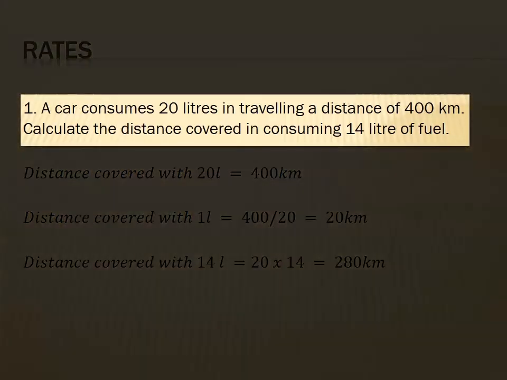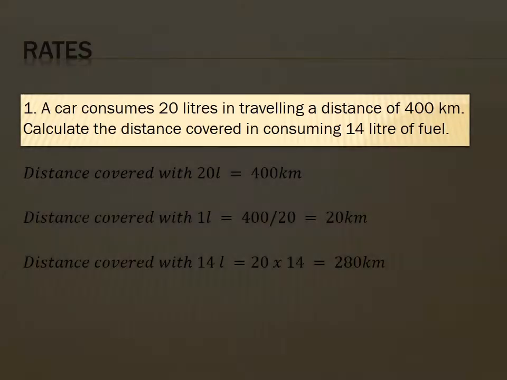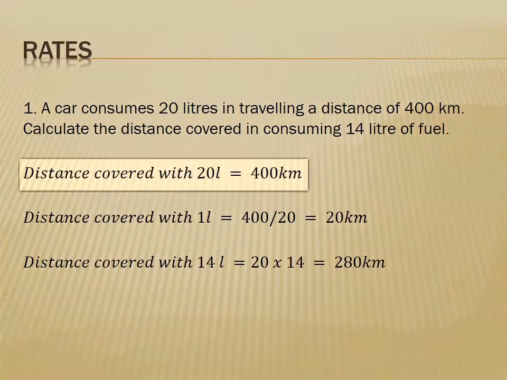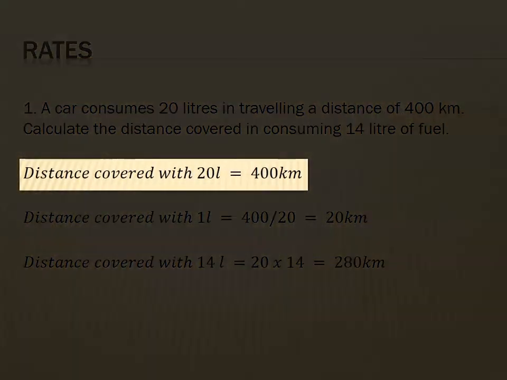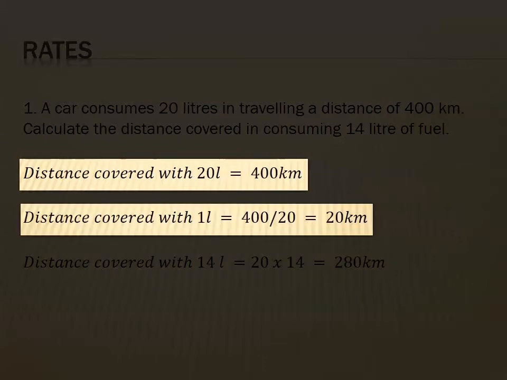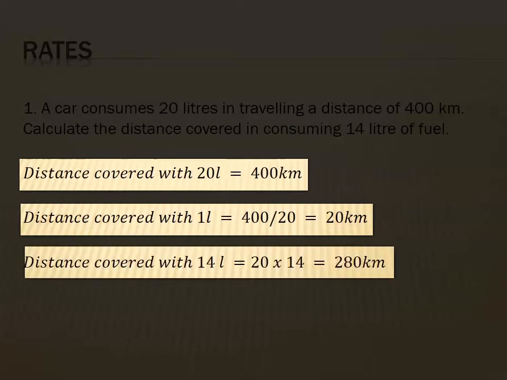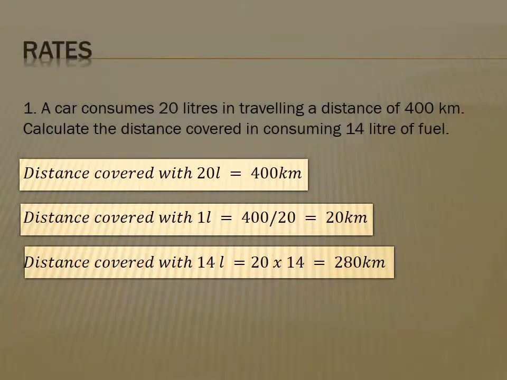In example 1, a car consumes 20 liters in traveling a distance of 400 kilometers. Calculate the distance covered in consuming 14 liters of fuel. So we know that the distance covered with 20 liters is equal to 400 kilometers. Therefore, the distance covered with 1 liter would be 400 divided by 20, which is equal to 20 kilometers. So with 14 liters, the distance would be 20 times 14, which is equal to 280 kilometers.